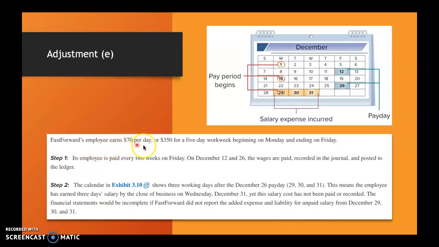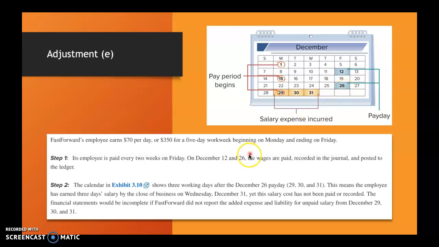The employees earn $70 per day or $350 for a 5-day work week that lasts Monday to Friday. But from the real world, we know that pay periods don't always necessarily line up perfectly. So up here's the calendar from December. We can see a pay period starts on the 1st, 15th, and 29th of December, and it lasts 2 weeks before they are paid on the 12th and 26th.